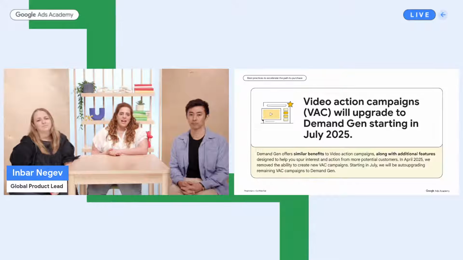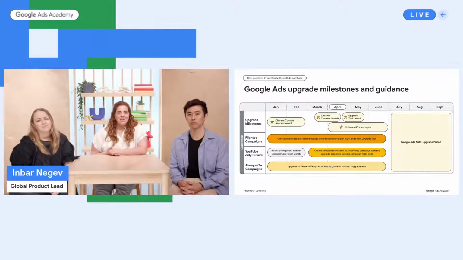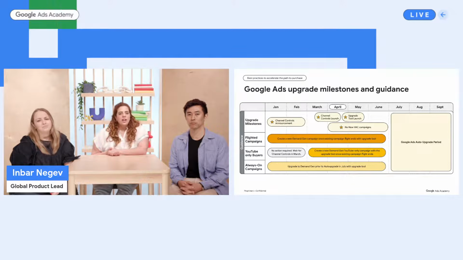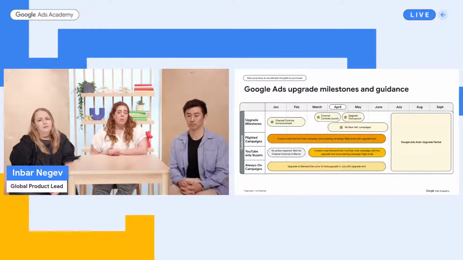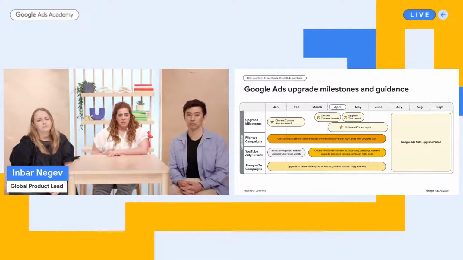Let's take a quick look at the timeline. So the detailed timeline of migration is as follows. We are right now at the end of April. Earlier this month, we removed the ability to create new Video Action campaigns. We also launched the channel controls we spoke about, so you can create YouTube-only Demand Gen campaigns to match your existing or previous Video Action campaigns.